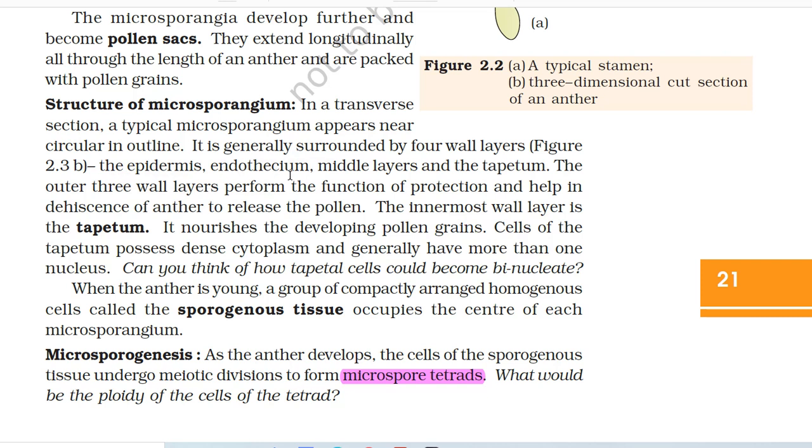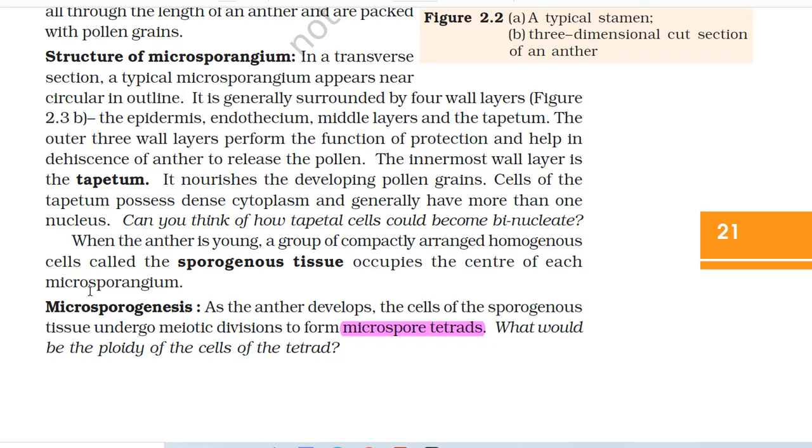It is generally surrounded by 4 wall layers, the epidermis, endothecium, middle layers, and the tapetum. The outer three wall layers perform the function of protection and help in dehiscence of anther to release the pollen. The innermost wall layer, the tapetum, nourishes the developing pollen grains. Cells of the tapetum possess dense cytoplasm and generally have more than one nucleus. Can you think of how tapetal cells could become binucleate?